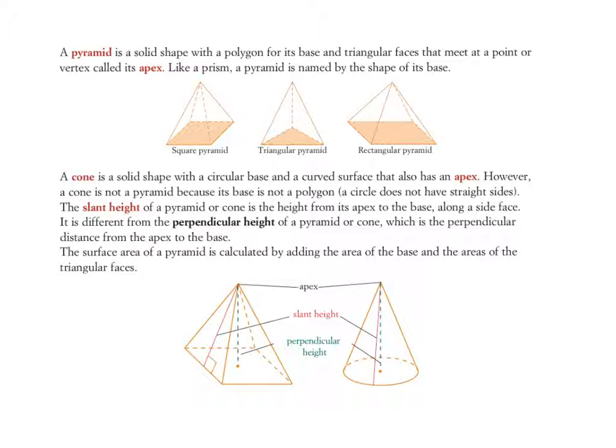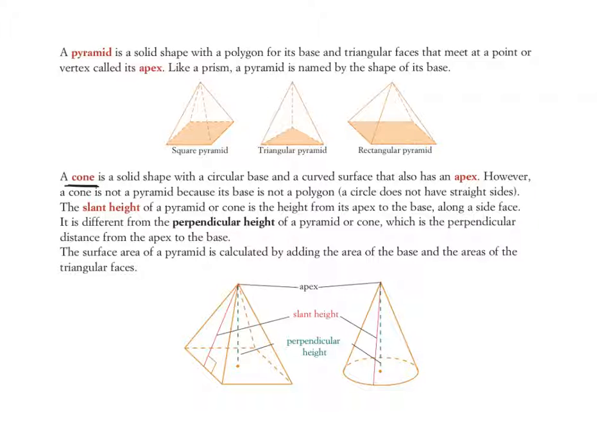Okay, so I'd like you to take a little bit of time and just have a read of this information. We've already talked about a cone previously. A cone is a solid shape with a circular base and a curved surface, and that also has an apex, in other words, the top point.